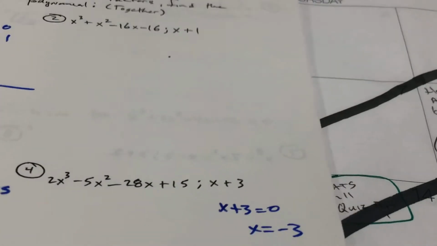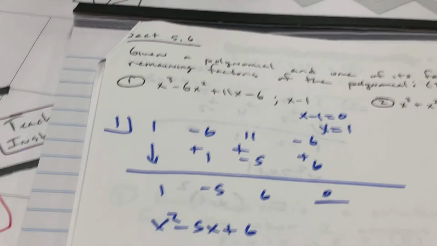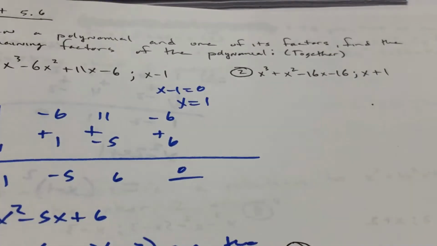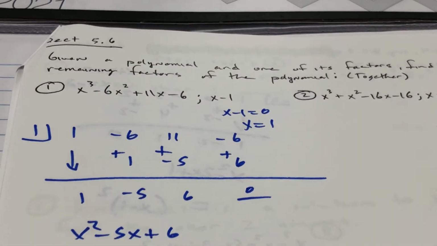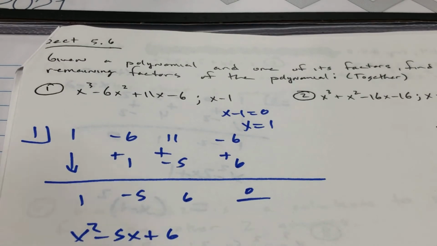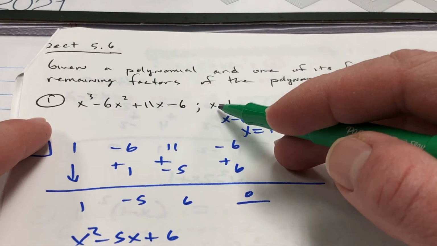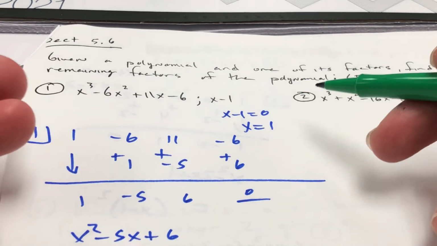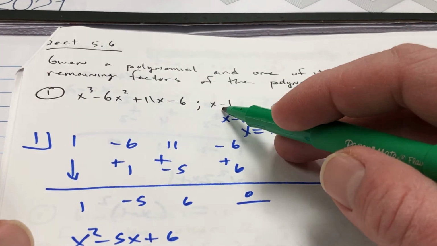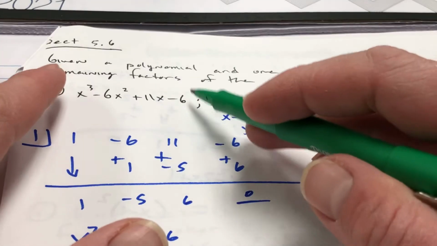All right, this is a good page here. Given a polynomial and one of its factors, find the remaining factors of the polynomial. Okay, so I'm telling you that x minus 1 is a factor. So if you want to find the other 2, why don't we divide to find the other 2? I'm telling you to do this divided by this.